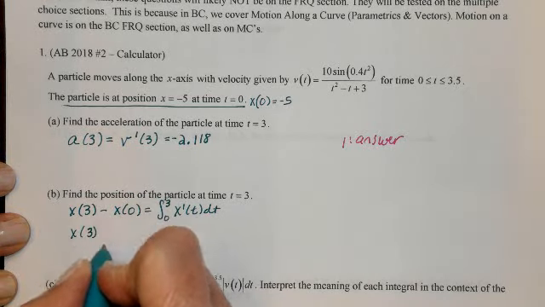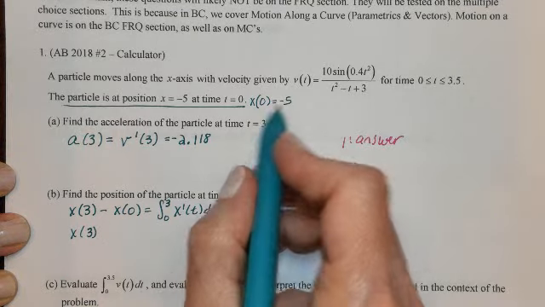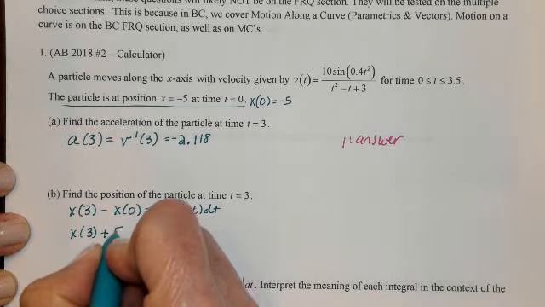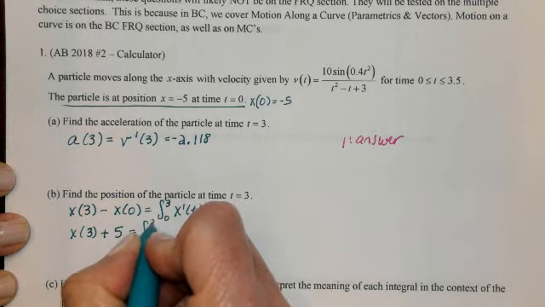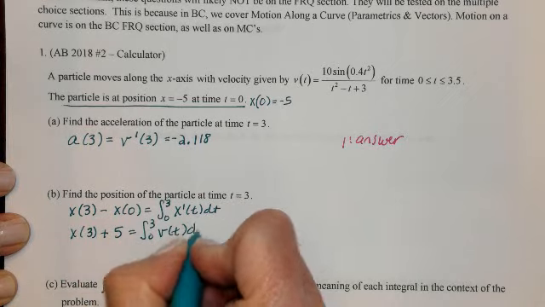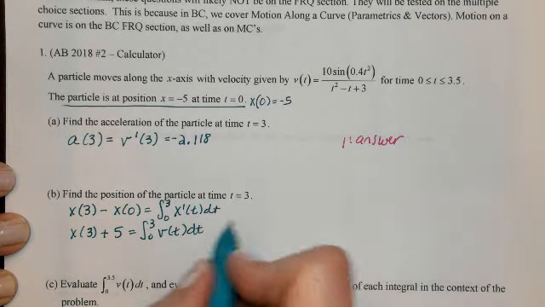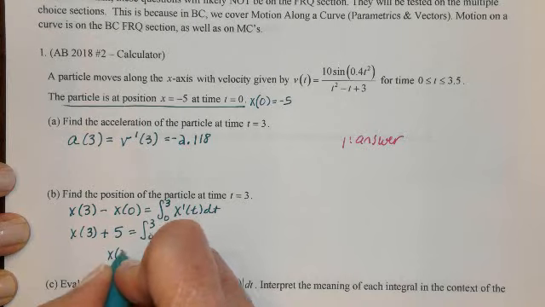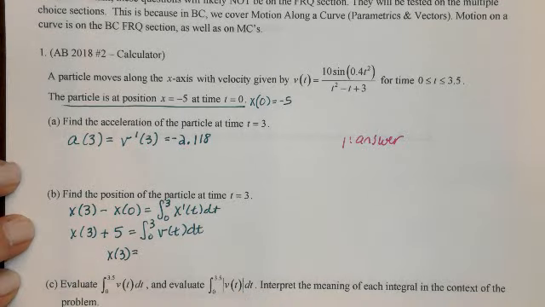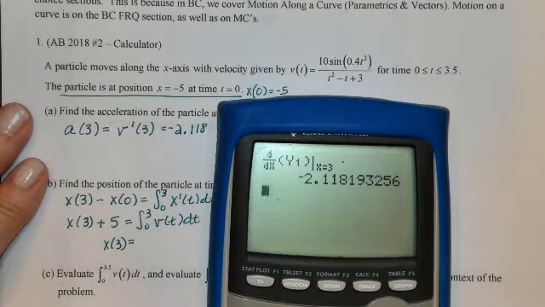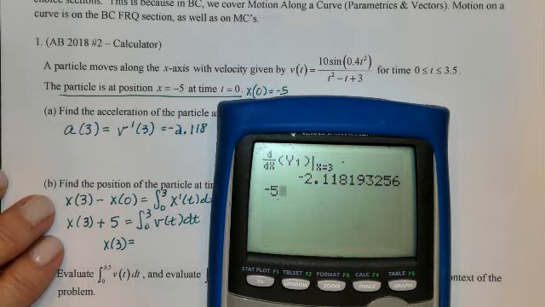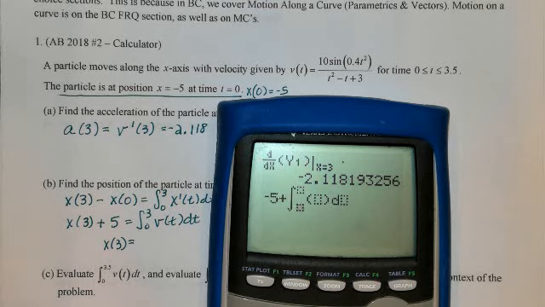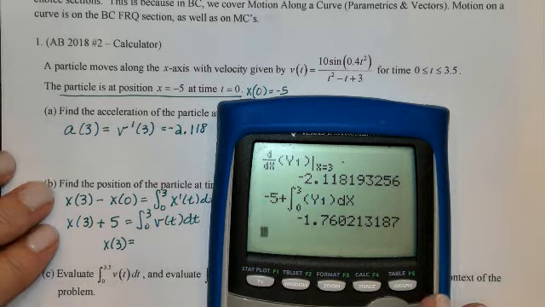So x of 3, which is what I'm looking for, minus -5 is going to be the integral from 0 to 3 of our velocity function. And the rest can just go into my calculator. So in my calculator, I'm going to pull that 5 over, so it's going to be -5 plus the integral from 0 to 3 of our y1, and we get -1.760.